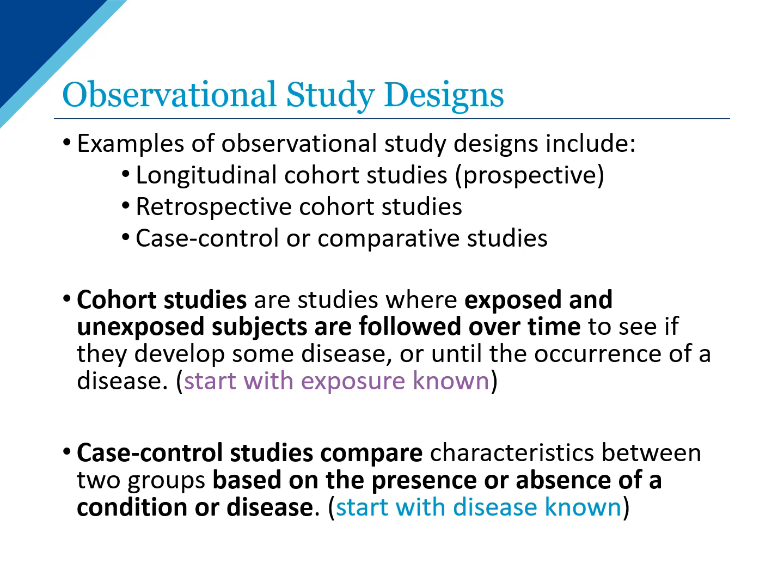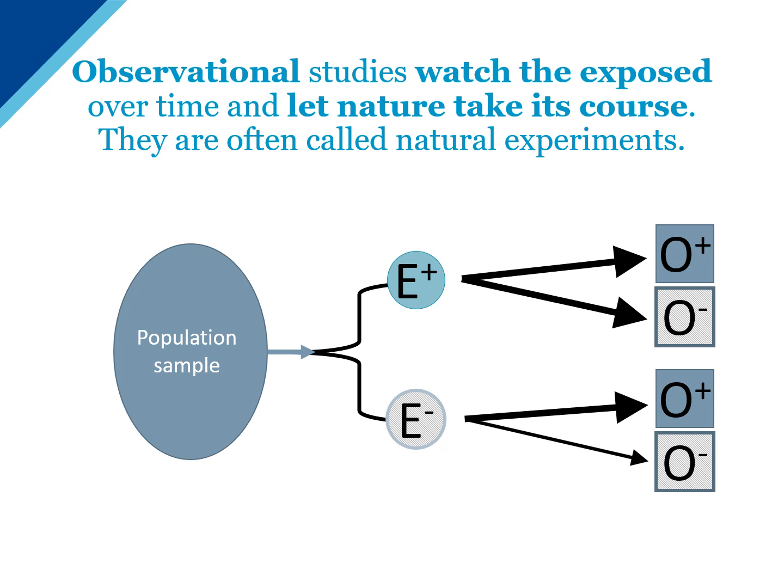In cohort studies, exposed and unexposed subjects are identified and followed over time to see if they develop some disease or condition. We start with the exposure known. Case control studies compare characteristics, including exposure, between two groups based on the presence or absence of a condition or disease. We start with the disease known and look for exposures. Observational studies watch the exposed over time and let nature take its course, which is why they're often called natural experiments.